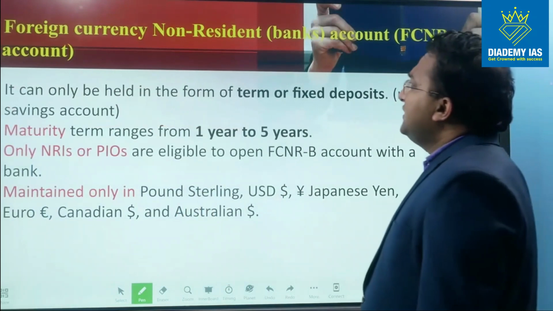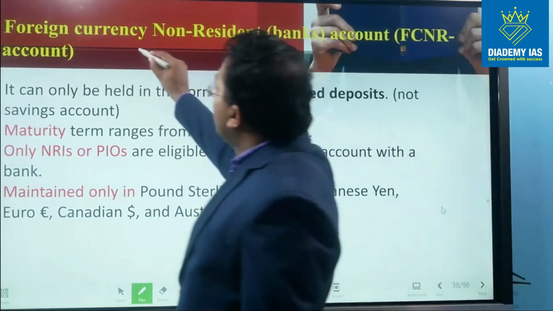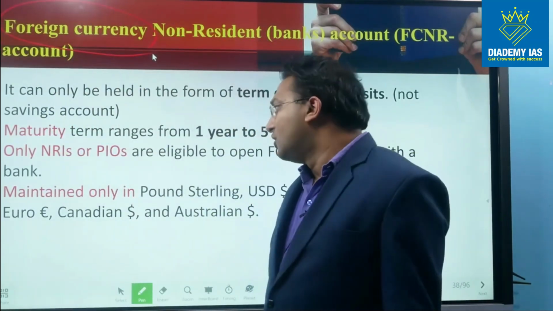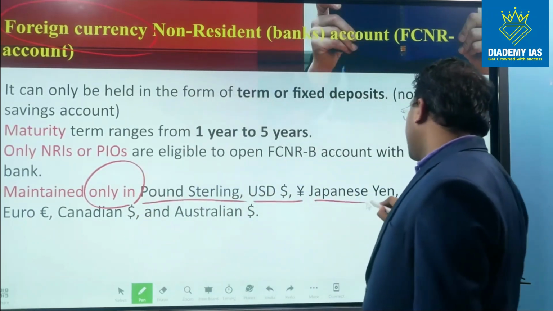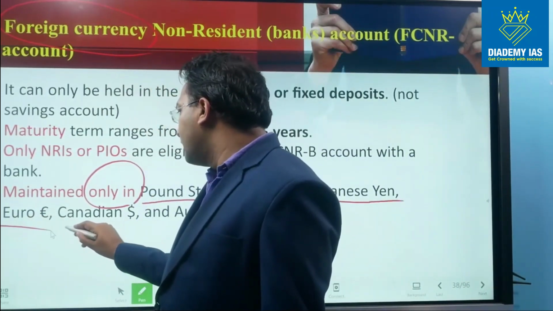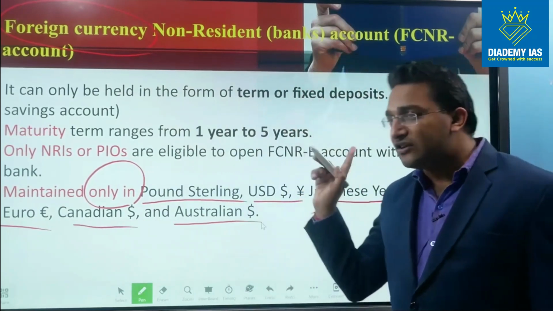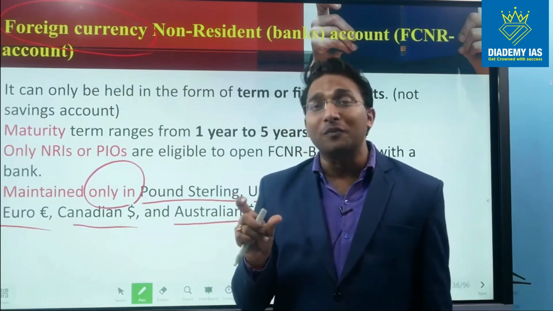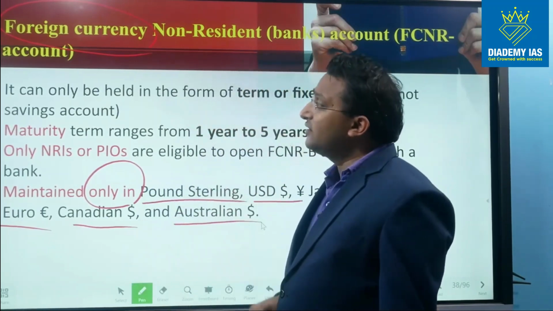Now the foreign currency non-resident bank account, the FCNR bank account. Here you can see this is held in foreign currency. It is maintained only in pound sterling, US dollar, Japanese yen, euro, Canadian dollar or Australian dollar. So it can be maintained only in these currencies. The balance in the account will not be reflected in INR. The balance will be reflected as one of these currencies.